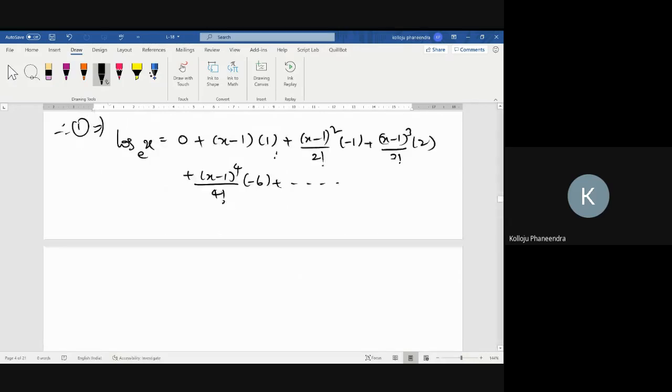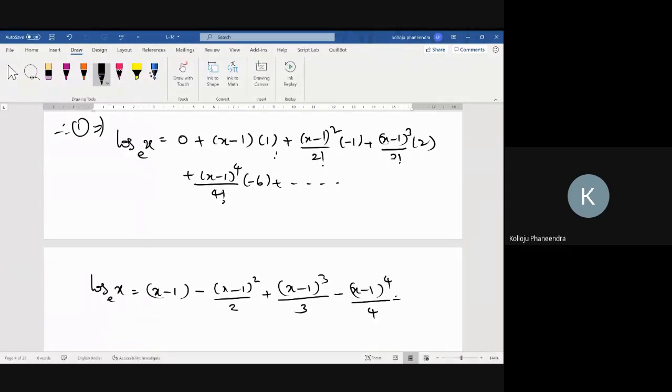Simplify this. Log x equals x minus 1 minus x minus 1 whole square by factorial 2 plus x minus 1 whole cube by 3. Okay, you can write this 2 directly. Next, minus x minus 1 whole power 4 by 24 times 4, and so on, is the expansion of log x in powers of x minus 1.